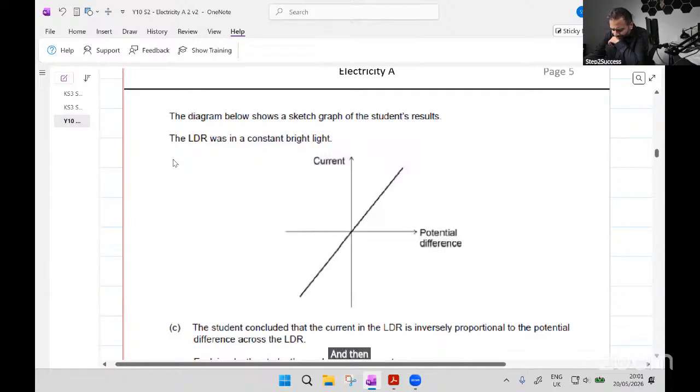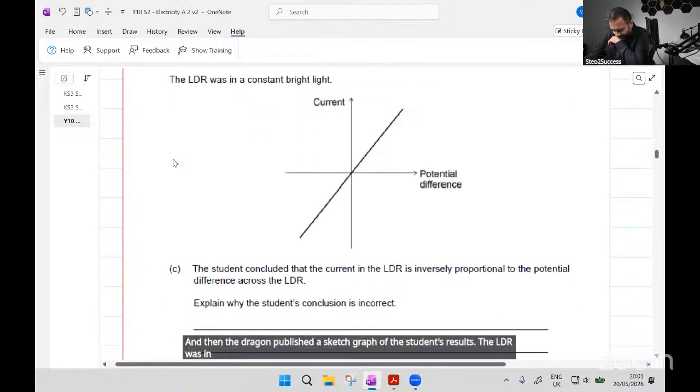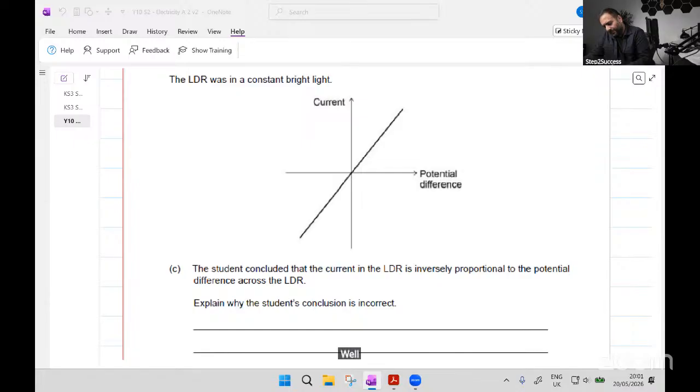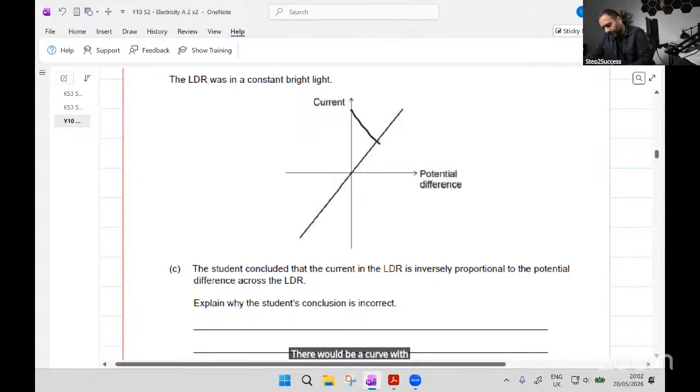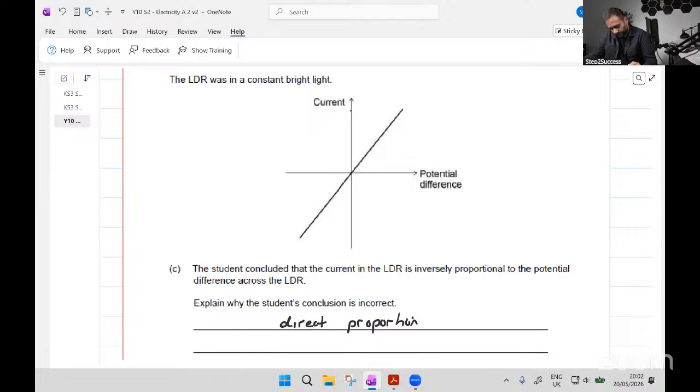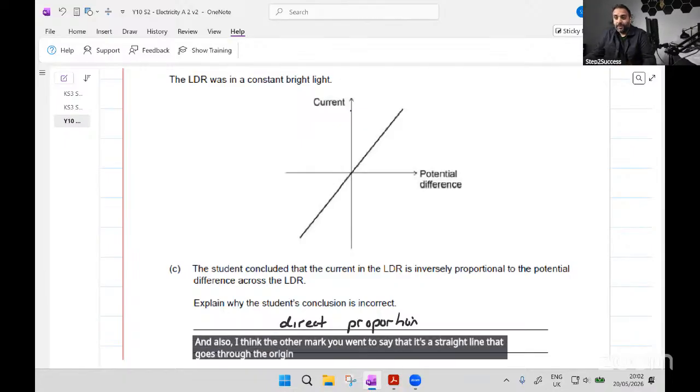And then the diagram below shows a sketch graph of the students' results. The LDR was in constant bright light. They concluded that the current is inversely proportional. No. Inversely proportional would be a curve with a negative gradient, and it would look like this, basically. So what this shows is direct proportion. And also, I think the other mark you're meant to say is that it's a straight line that goes through the origin. That is what direct proportional means.